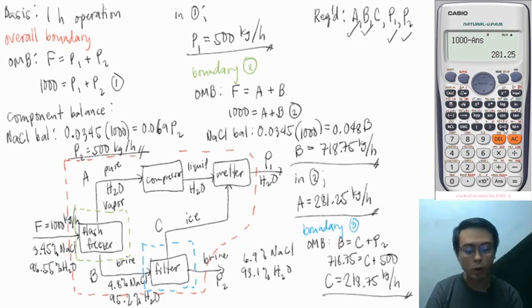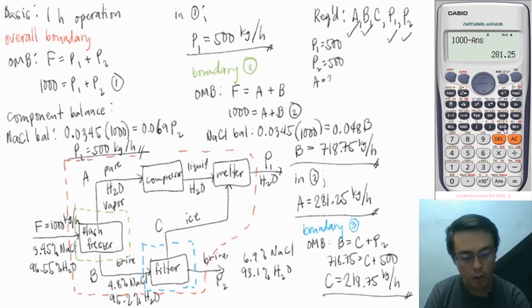So, to consolidate our answers, we only need 3 significant figures. P1 is 500. P2 also 500. A is 281. B is 719. C is 219. All are in kilograms per hour. And these are our answers.